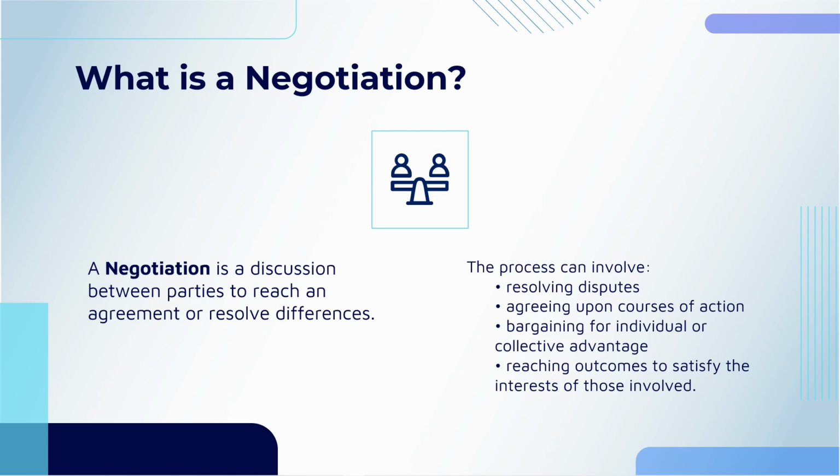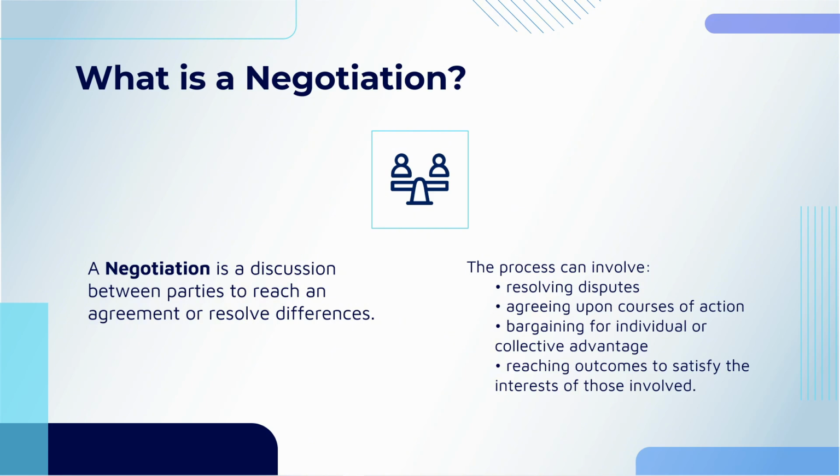So what is a negotiation? A negotiation is basically when two or more parties sit down and have a discussion to try and reach an agreement. That agreement could be about solving a problem, deciding on a course of action, or even bargaining for a better outcome. The key idea is that everyone involved should feel satisfied with the final result.